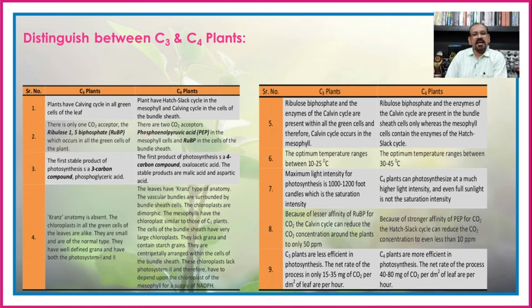So at the end, we will have to see the distinction between the C3 and the C4 plants. Now the C3 means the Calvin cycle, and the C4 means the HSK pathway. So the first one is the plants having the Calvin cycle in all cells of the leaves, means every green cell of the leaf or of the stem, that is responsible to carry out the process of photosynthesis.